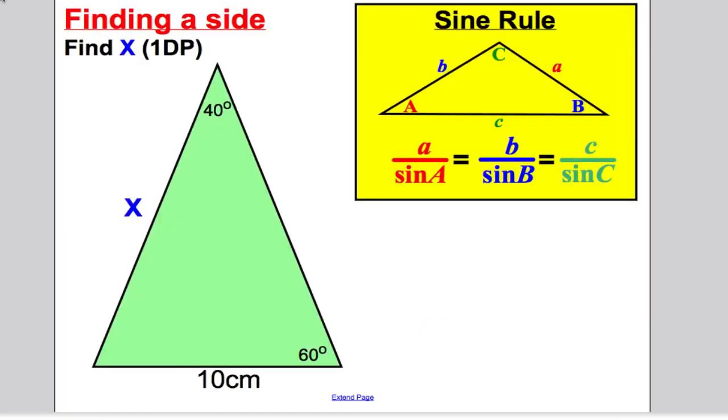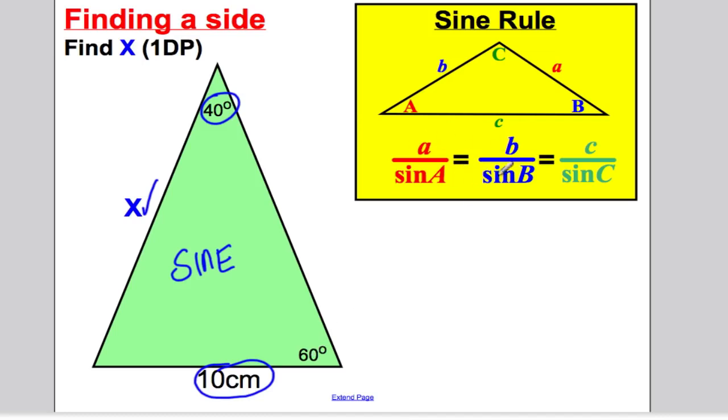Here's the first question. None of these triangles are drawn to scale or drawn to look exactly precise, by the way. Now, let's go through all our potential options to find this missing side x to 1dp. Can we use Pythagoras? No, it's not a right angle triangle. Can we use SOHCAHTOA? No, it's not a right angle triangle. So it's the sine rule or the cosine rule. Because we've been given an angle and a side opposite, we know we must use the sine rule.